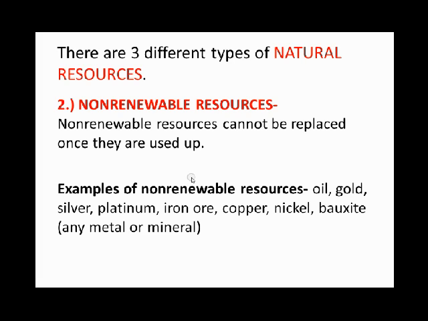The second type is non-renewable resources. Non-renewable resources cannot be replaced once they're used up. Examples of that, oil, gold, silver, platinum, iron ore, copper, nickel, bauxite, basically any metal or mineral. Gold, once we run out of gold on this planet, once everybody has an engagement ring and jewelry or whatever else it's used for, it's even used in electronics.